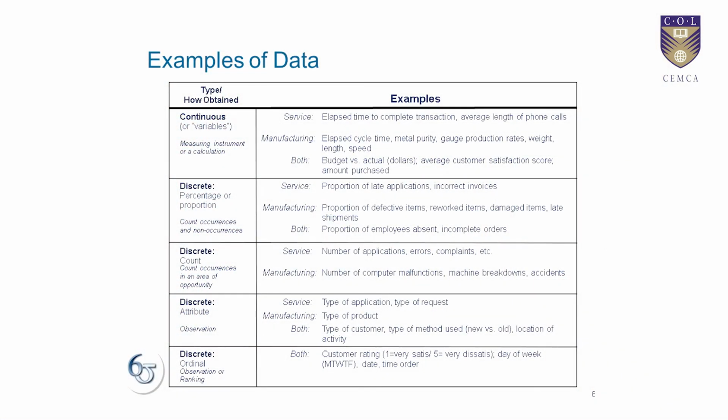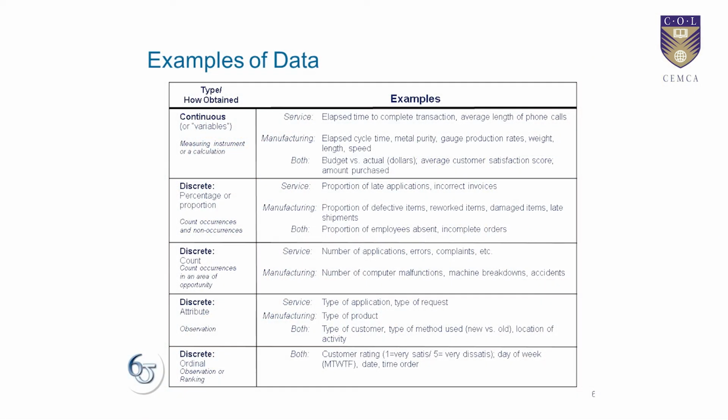Now discrete count data, as we just discussed: number of applications, errors, complaints. Discrete attribute type of data, like type of application, type of request. So any categorical data will always be a discrete type of data. Like number of balls, let's say we have around 30 balls in a packet. What are the different colors of those balls, the categories of colors of those balls. Those categories will be a discrete type of data here.